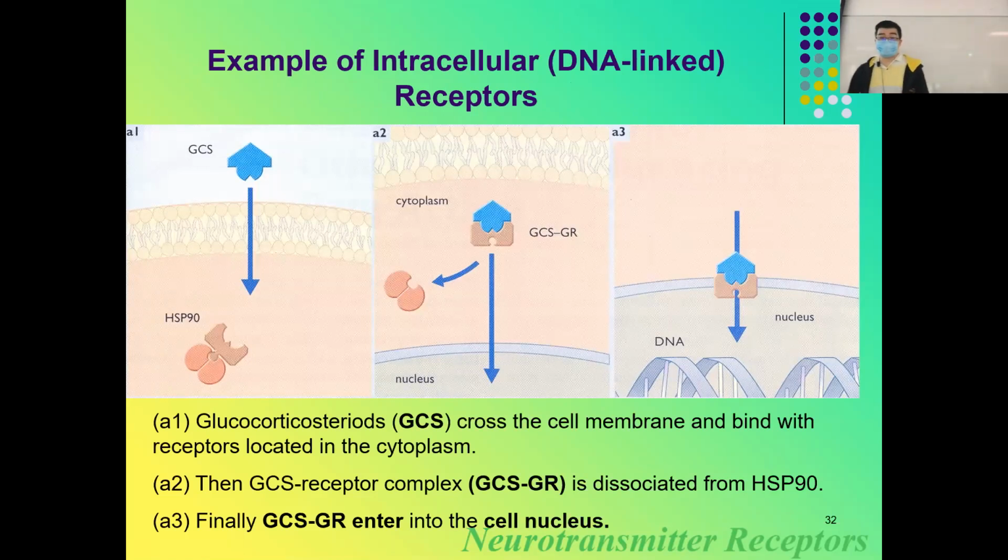This example is the famous glucocorticoid steroids. This is a steroid that has been used in the treatment of both SARS and, recently, COVID-19. In this case, the glucocorticoid steroids diffuse into the cell and combine with the receptors, displacing HSP90, and after that they can go into the nucleus and cause their effects.